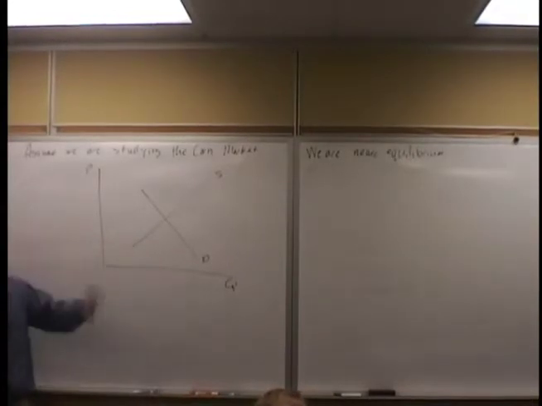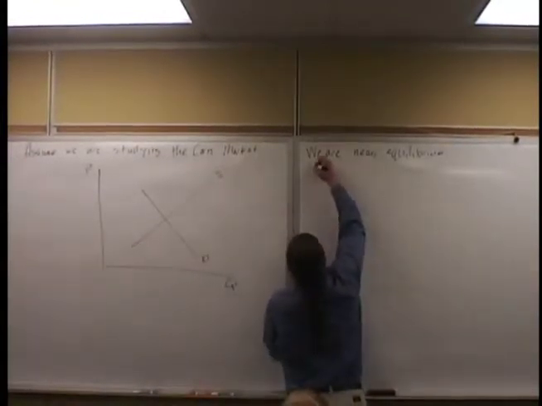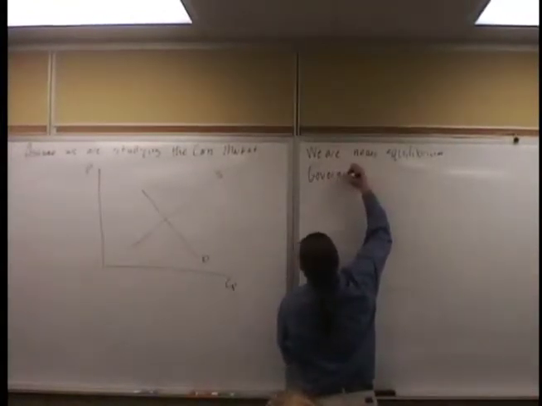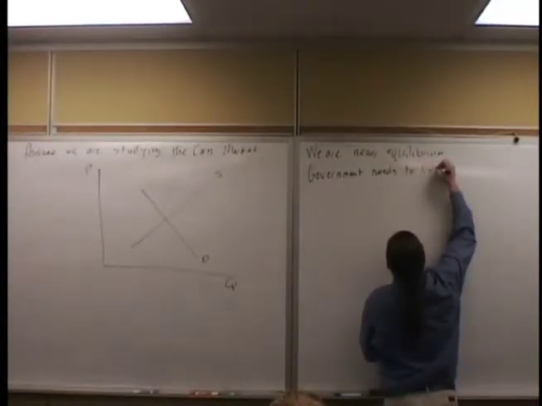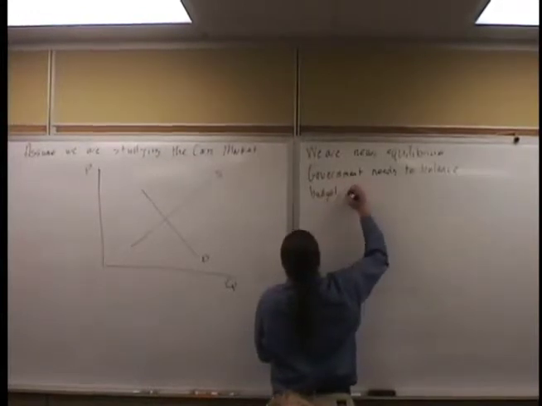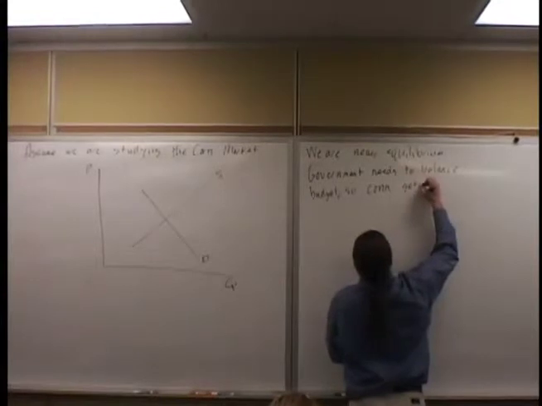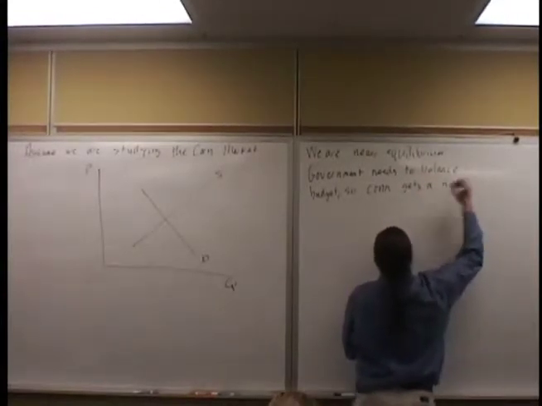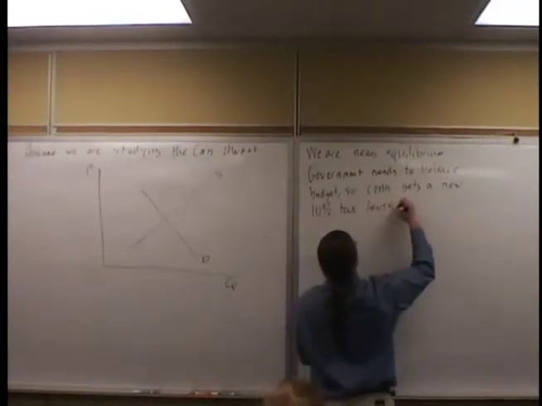All right, and let's suppose the economic event that happens this time. So here's our release of ceteris paribus, and I say the government needs to balance the budget, so corn gets a new 10% tax levied on it.